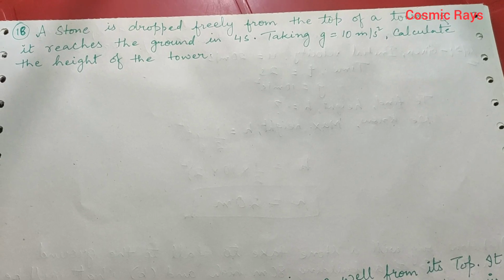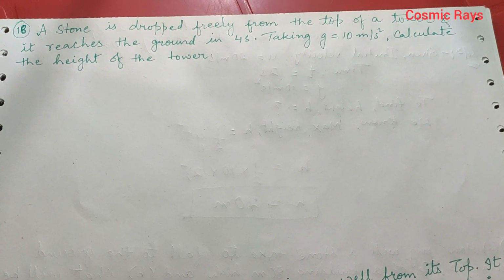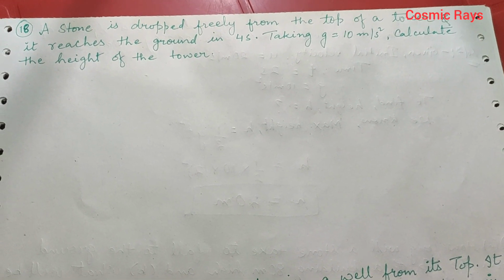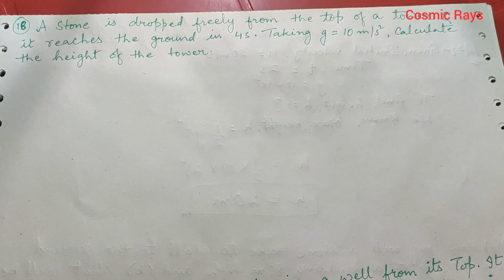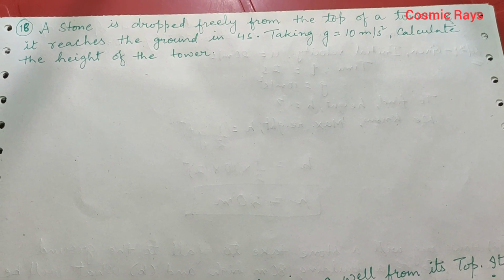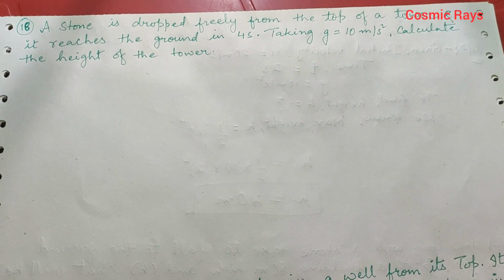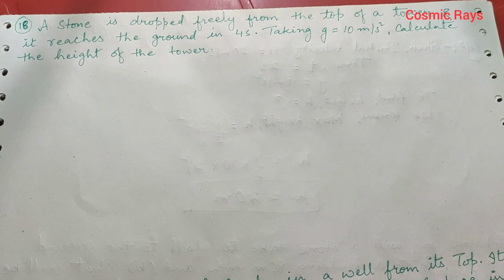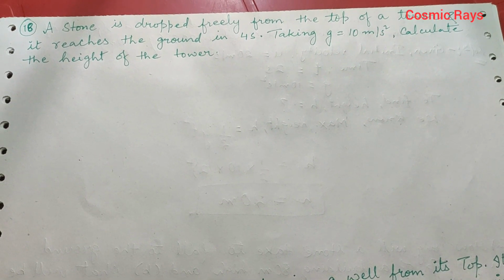Question number 18 says, a stone is dropped freely from the top of a tower and it reaches the ground in 4 seconds. Take acceleration due to gravity g equal to 10 meter per second square and calculate the height of the tower. When they say that the stone is dropped freely, it means that it is falling under the action of gravity. So we write the given things.